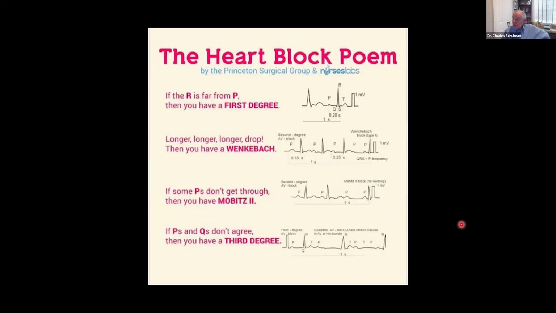Now we turn to heart block, and we start off with the heart block poem. If the R is far from P, then you have a first degree. Longer, longer, longer, drop, then you have a Wenckebach. If some P's don't get through, then you have a Mobitz 2. If P's and Q's don't agree, then you have the third degree. And that's useful to remember.